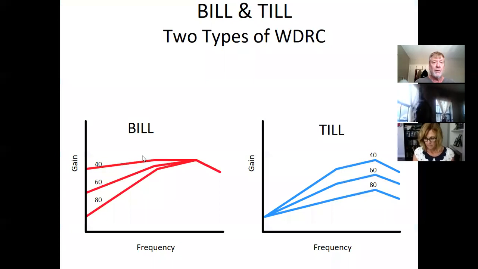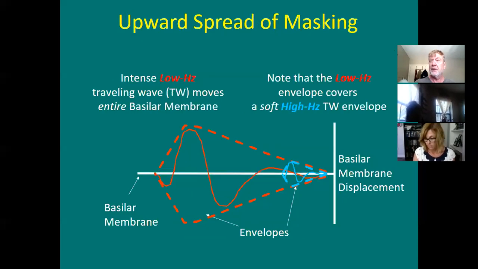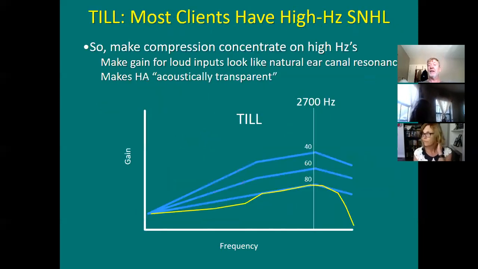Hey, most noises are low frequency. Background noise is mostly low frequency. And we've got the bull of the low frequency background noise in the china teacup store, and we've got to stop the bull from smashing the high frequency teacups. So we're using BILL. That was the reasoning behind BILL: reduce the upward spread of masking. Reduce background low frequency noise so it cannot mask the high frequency consonants, because lows mask highs better than highs mask lows.